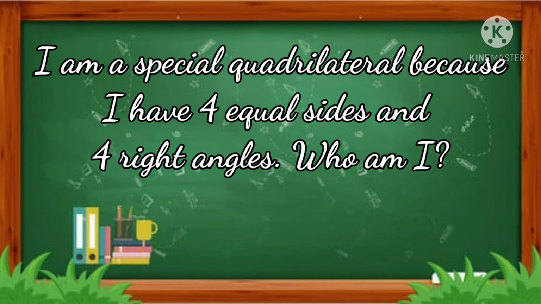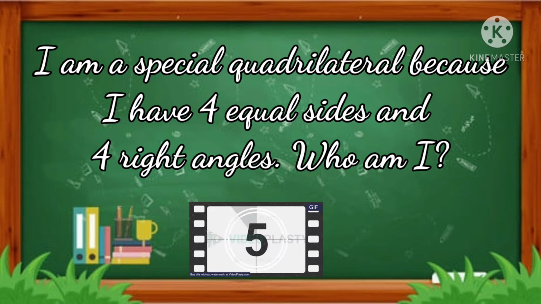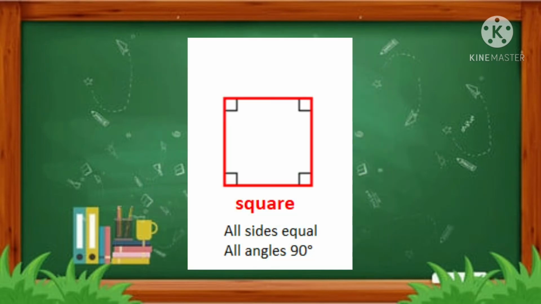I am a special quadrilateral because I have 4 equal sides and 4 right angles. Who am I? Very good. It's a square.